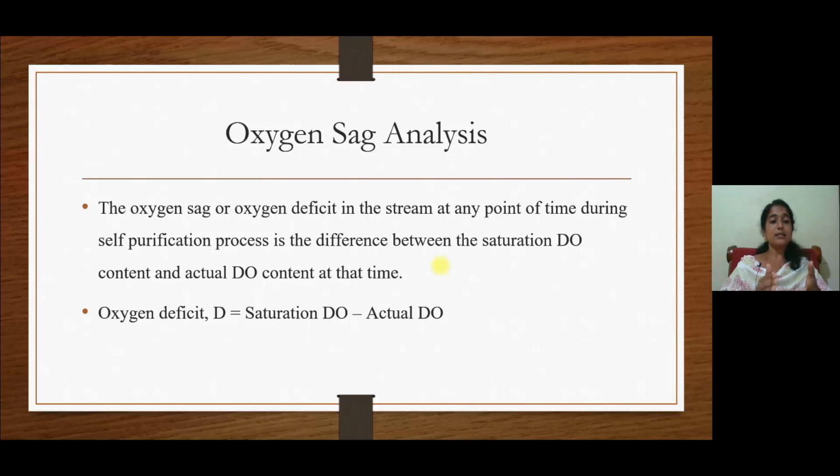This is the equation for the oxygen deficit, that is D is equal to saturation DO minus actual DO.